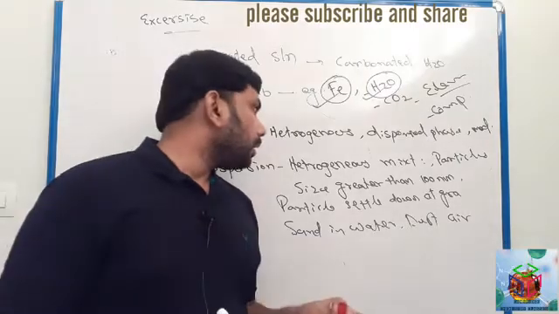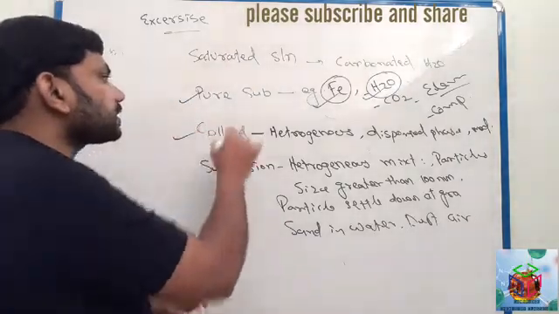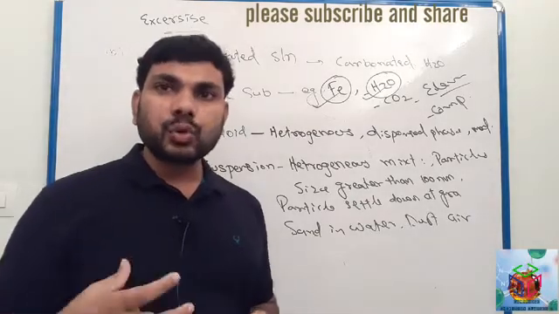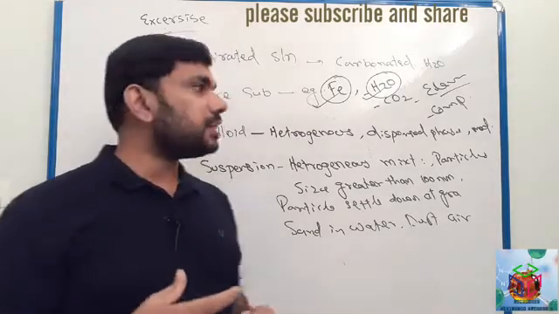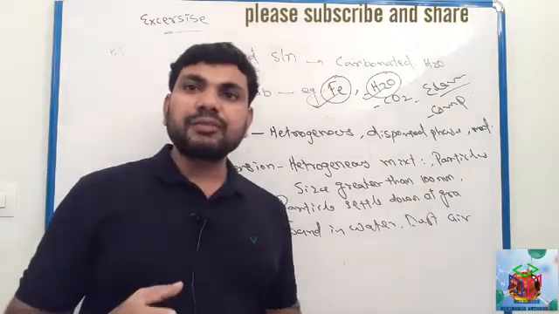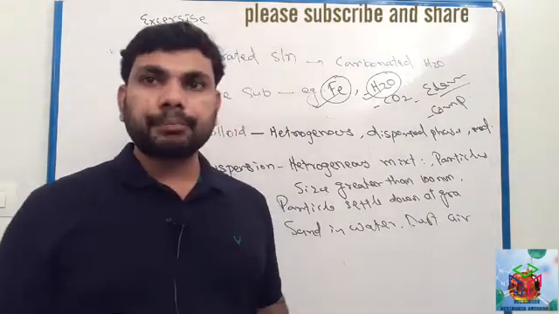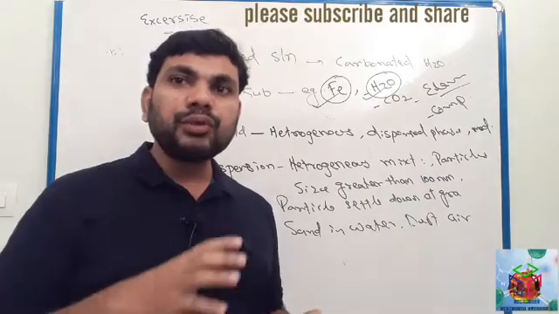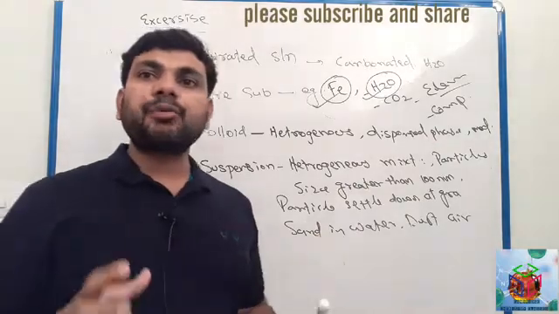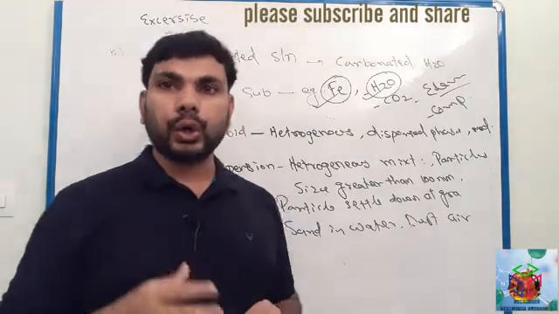Clear? Next one we have to discuss here, colloid. Colloid means it is a heterogeneous mixture. It consists of a dispersed phase and a dispersed medium. The dispersed phase is uniformly distributed in the dispersed medium. Such types of mixtures are called colloid.